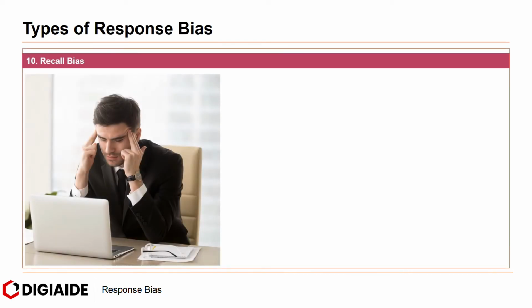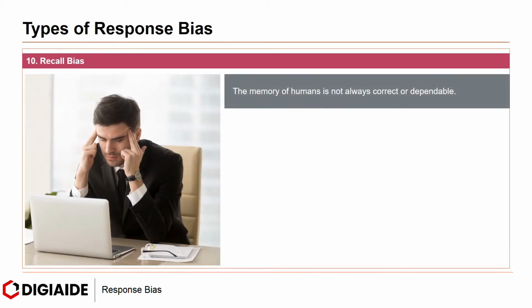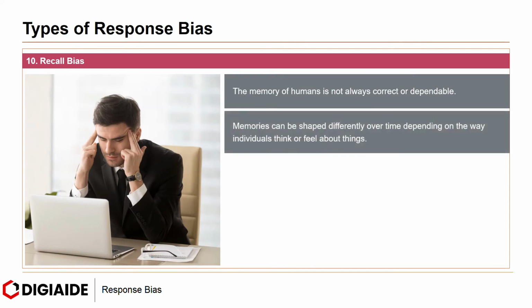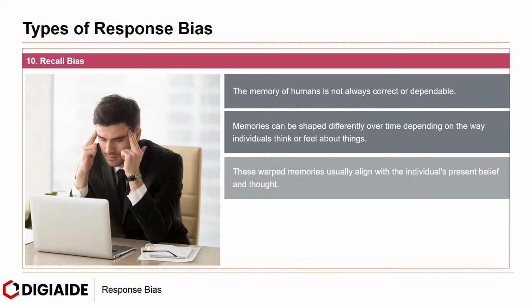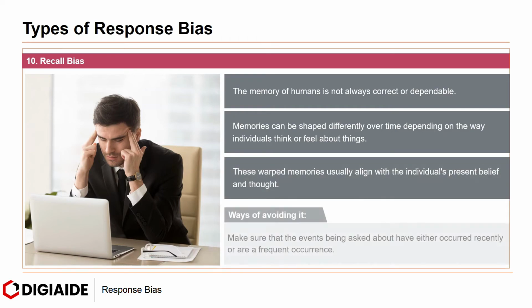Next, recall bias. The memory of humans is not always correct or dependable. Memories can be shaped differently over time depending on the way individuals think or feel about things. These warped memories usually align with the individual's present belief and thought. Ways of avoiding it: make sure that events being asked about have either occurred recently or are a frequent occurrence.